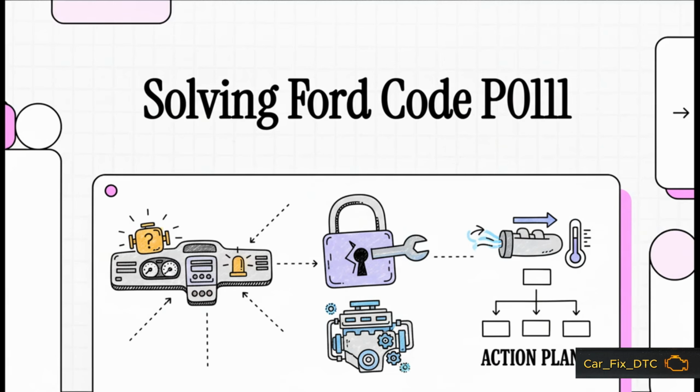So you've got a check engine light on your Ford, and the scanner is spitting out a P0111 code. Well, you are in exactly the right place. Over the next few minutes, we're going to figure out what that code really means and lay out a super clear plan to get it fixed.